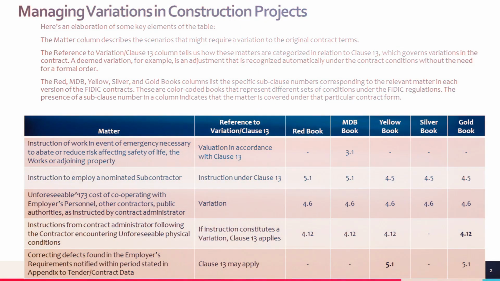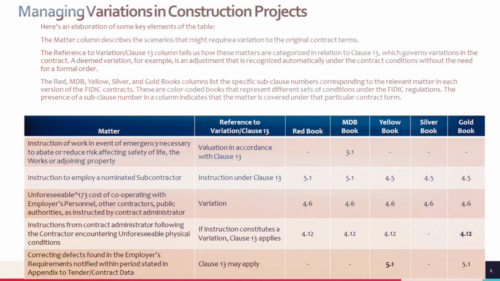In today's segment, we're going to take a closer look at the structure of the table we use to navigate the FIDIC contract forms and understand how various matters are addressed across different books. This table is a fundamental tool for anyone dealing with international construction contracts, especially those standardized under the FIDIC guidelines, which include the red, MDB, yellow, silver, and gold books.